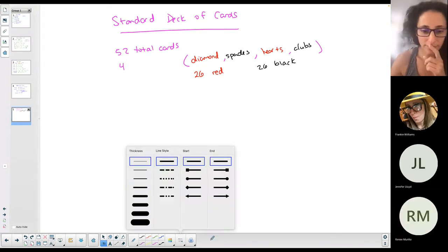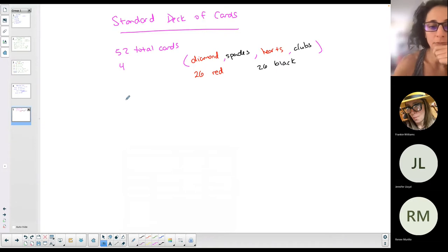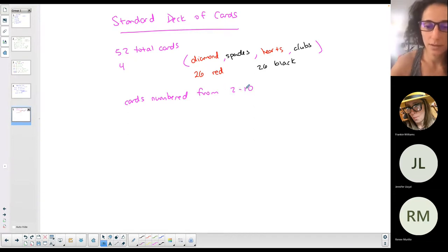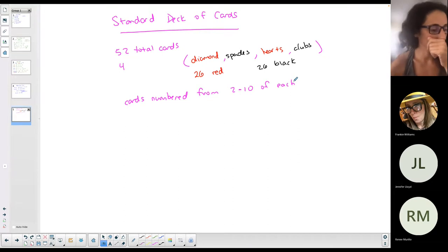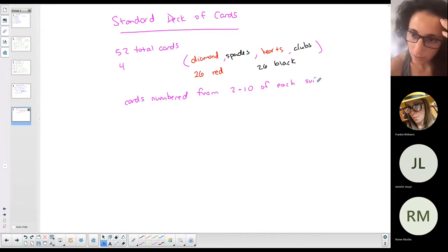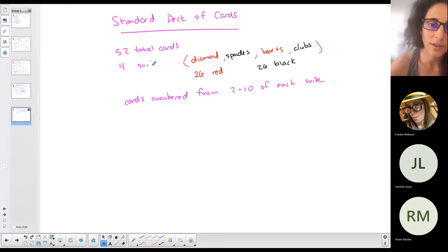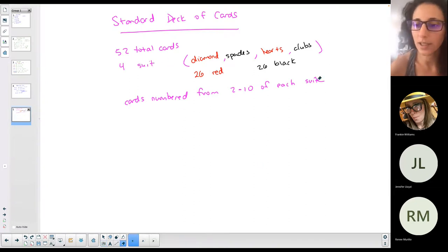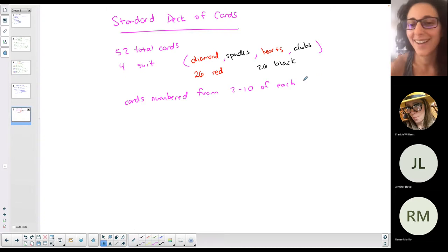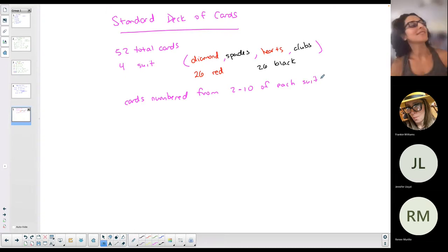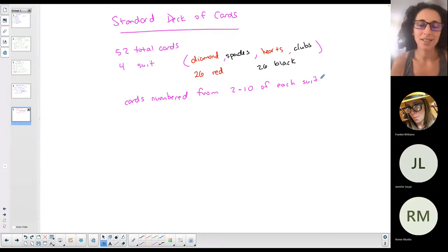Then you have cards numbered from 2 to 10 of each. What's the term I'm missing here? It's going to drive me crazy. Of each suit. That was driving me crazy. Is that how you spell it? Suit, not with the E, that's a suite. Okay, they're called suits. Four suits: diamonds, spades, hearts, clubs. Cards numbered from 2 to 10 of each suit.